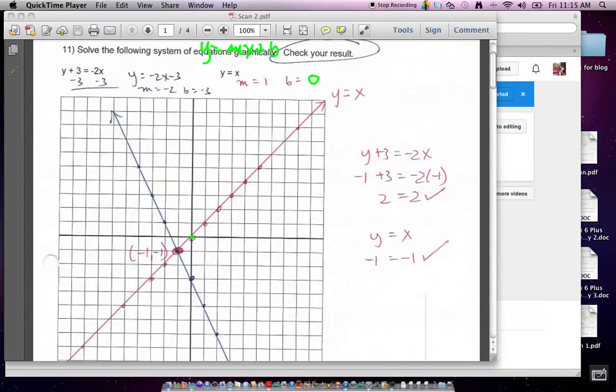Now, I begin at 0. Up 1 over 1, up 1 over 1, up 1 over 1. Fill in the backside. And the red line connects the dots. Any problem with that one?